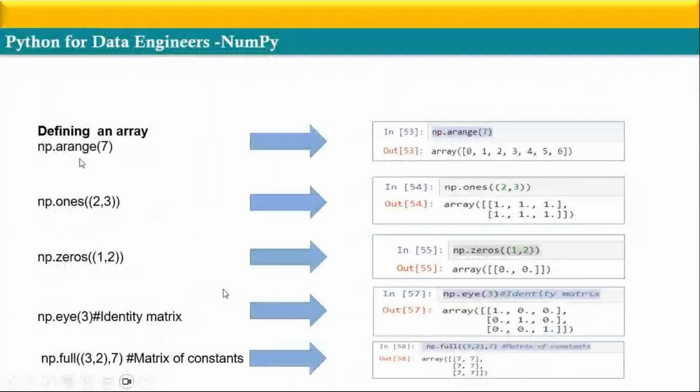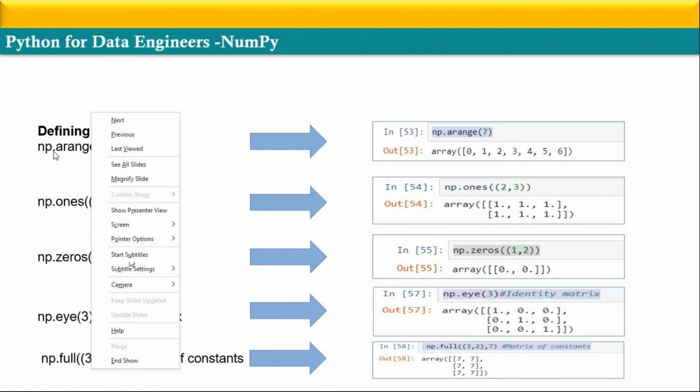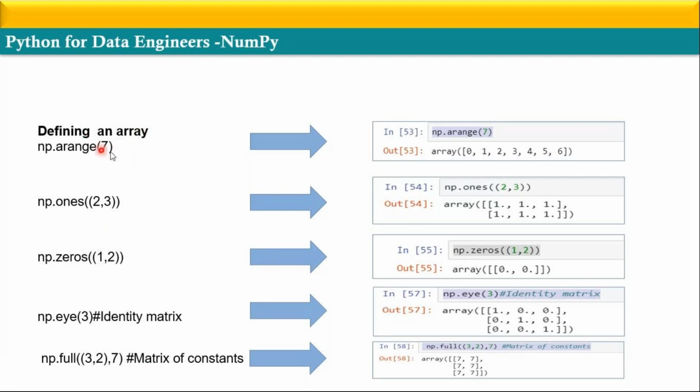Over here we can define an array, say arange 7, so it is going to provide me a range from 0 to 6, an array with 7 elements. And over here, row into column, np.ones, numpy ones, I'm going to create an array that will have 2 rows and 3 columns, and the values will be all ones, all zeros.